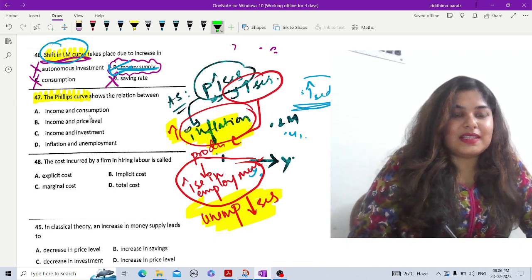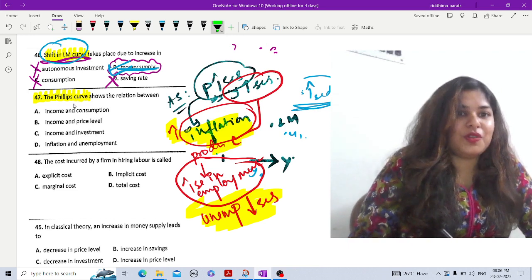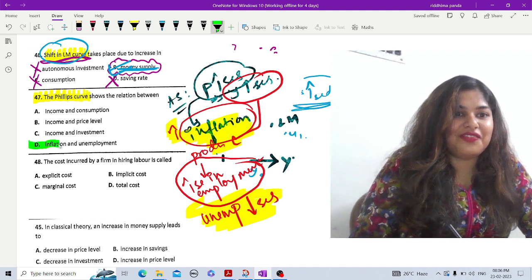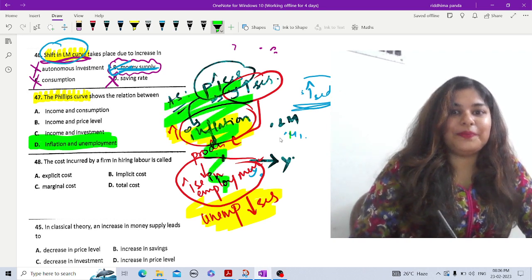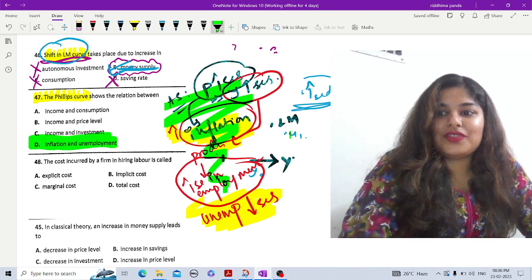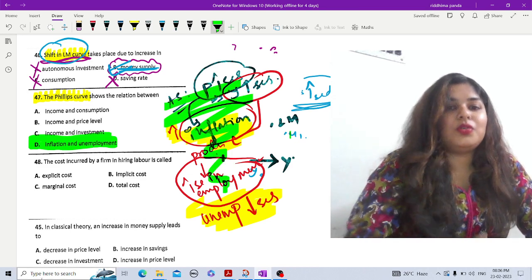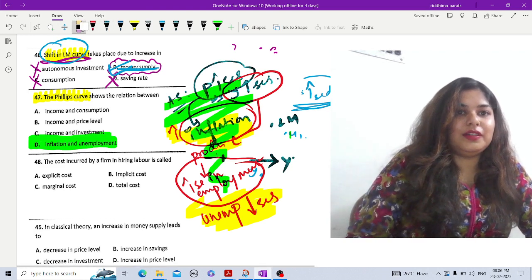Income and consumption, no. Income and price level, no. Income and investment, definitely not. So the Phillips curve shows the relation between inflation and unemployment, as discussed here. Next question here for you is about cost incurred by a firm. So let's read the question carefully here.